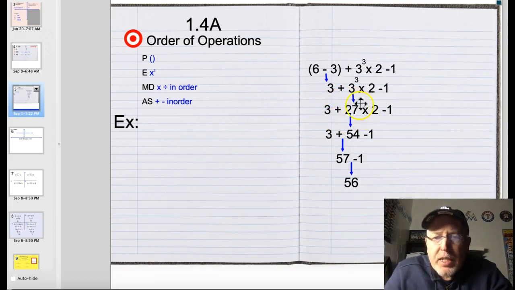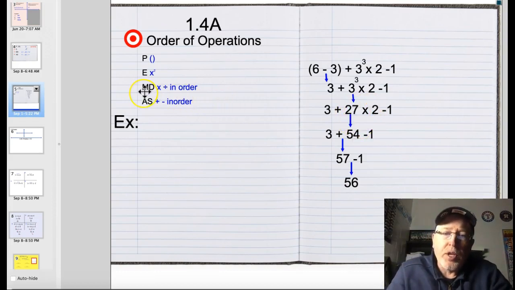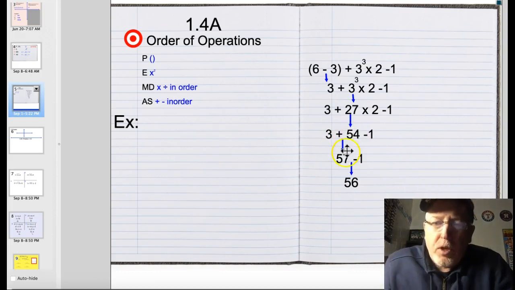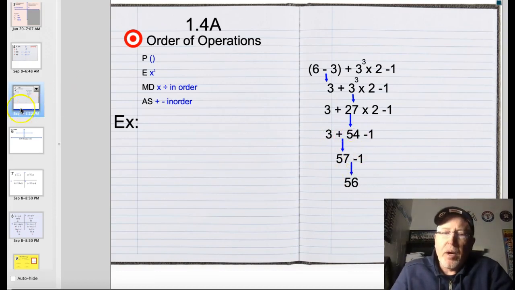It's really tempting to add these two numbers together to get a nice even 30. It'll be wrong if you do. You have to multiply. That's the next in the order of operations. We've got multiplication or division. We have multiplication here, so 27 times 2 is 54. Now we can add, because all we have left is addition and subtraction. We do those first come, first serve. So 3 plus 54 is 57. 57 minus 1 is 56.